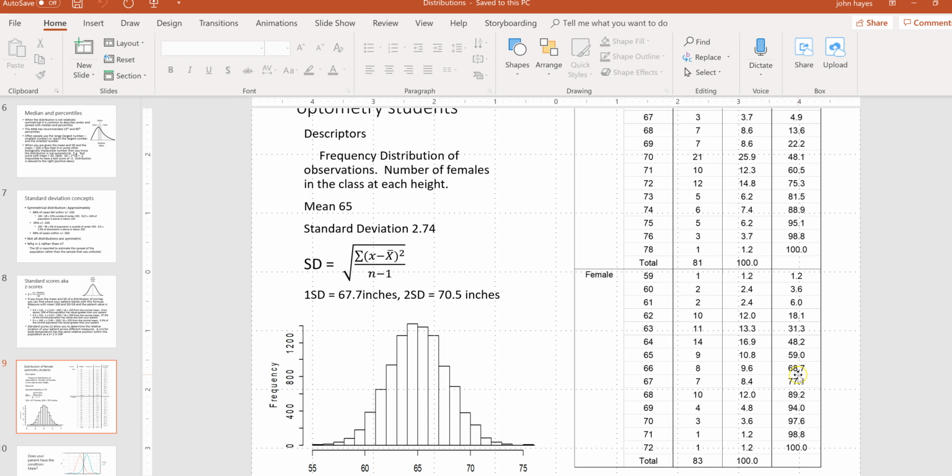But the other way you can get it is that the cumulative percentage accounts for 100%. Well, you know 68.7 is here, so 100 minus 68.7 gives you the answer, about 31%. So the answer to the question is 31% of women would be considered male if we used this 66 cutoff point. So I just wanted to clarify that.